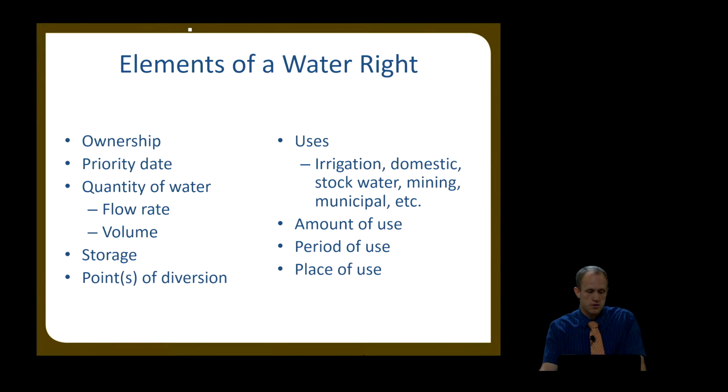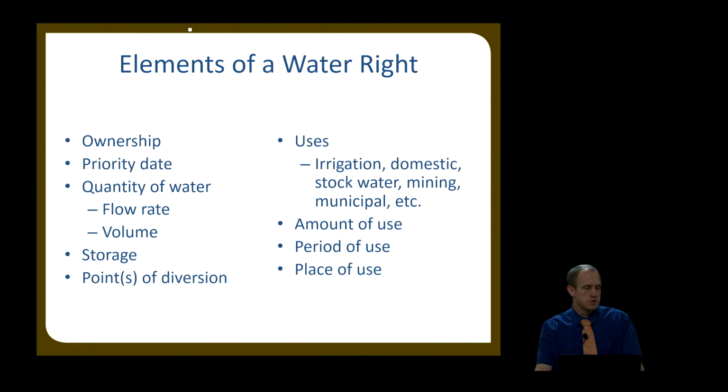Not all water rights have a storage element, but there can be. There's a point of diversion, whether it be the well or where they're taking it from the surface source. There's uses of water. Those can be irrigation, domestic, stock water, mining, municipal, etc. There's the amount of use. So if you have irrigation, how many acres are you irrigating? If you have municipal water, how many acre feet of municipal water are you able to divert?